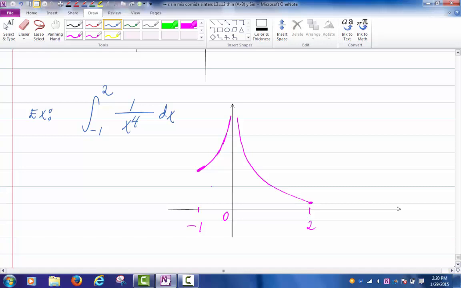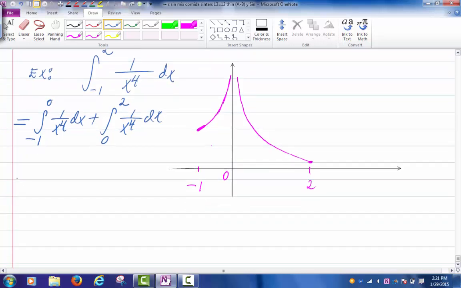So I am basically trying to see whether the area below the graph of this function, above the interval from negative 1 to 2, is finite or not. And I can determine that by definition. Remember, I have a discontinuity at a point in the middle, so I have to break it up as negative 1 up to the discontinuity at 0, and then from the point of discontinuity to the right-hand point.